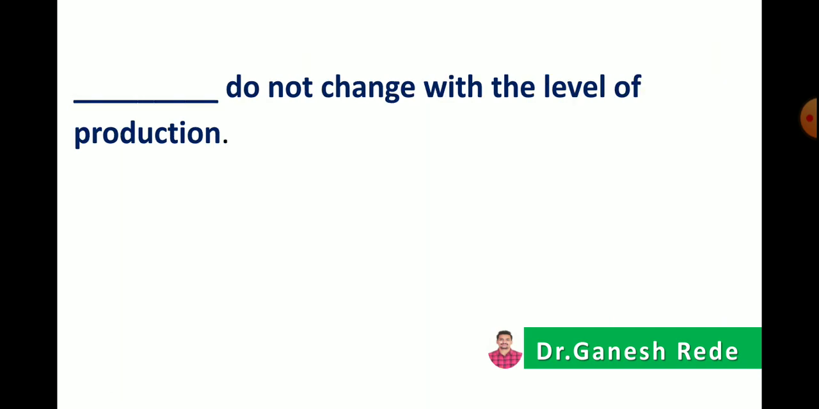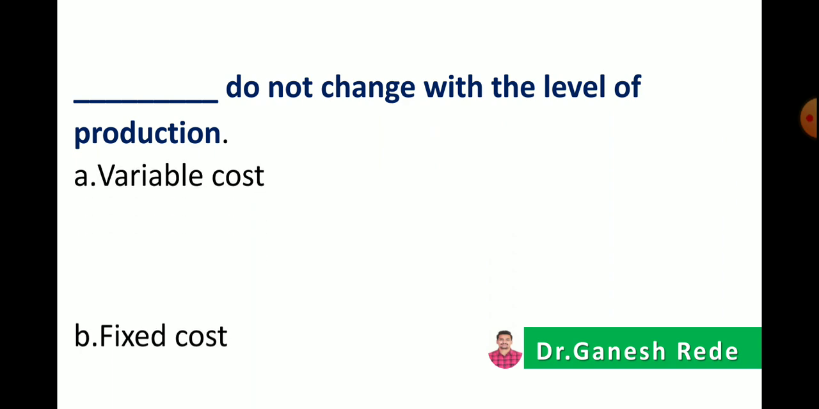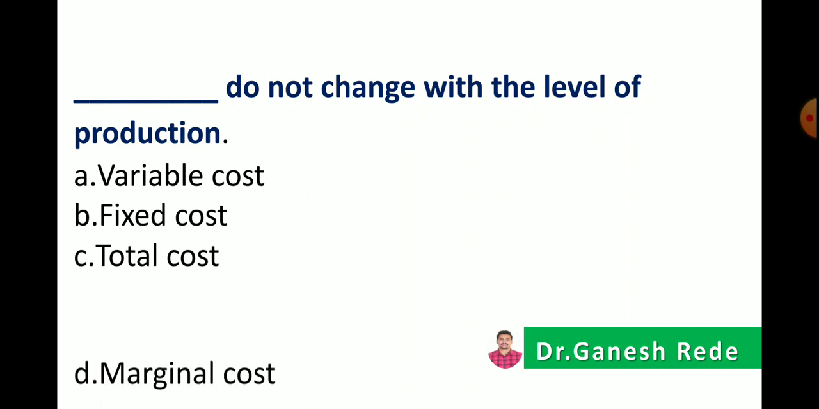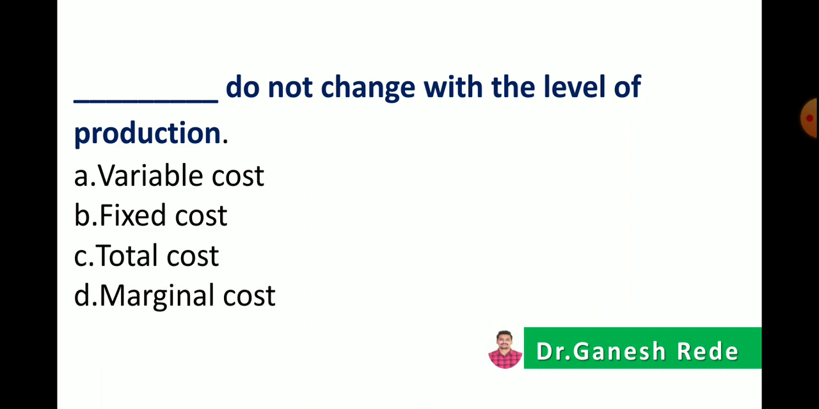The next: dash dash do not change with the level of production changes. Option A, variable cost; option B, fixed cost; option C, total cost; or option D, marginal cost. The correct answer is option B, which means fixed costs do not change with the level of production.